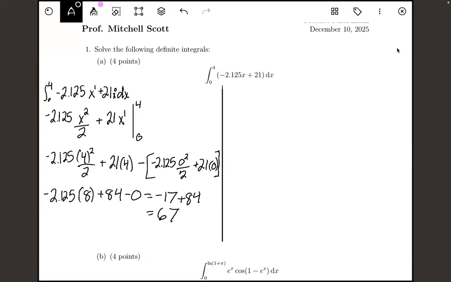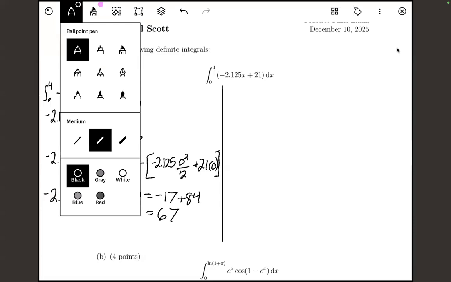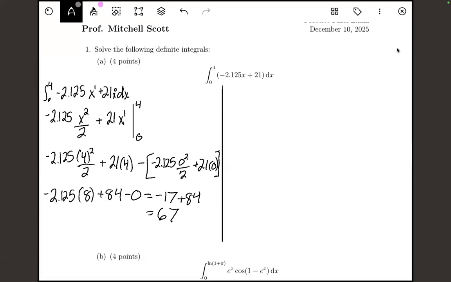And we can always check our answer, right? So I'm going to go to gray to check our antiderivative to make sure that this antiderivative right here is actually what we want, right? Since we took the antiderivative and we got this, if we take the derivative, we should hopefully get the integrand back again. So I'm going to do that here.